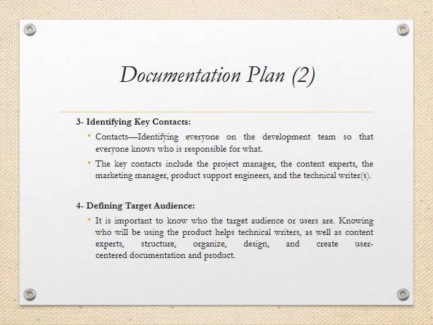Guideline or element number 3, identifying key contacts. Who are the contacts? Means identifying everyone on the development team so that everyone knows who's responsible for what. And the key contacts can be project manager, content experts, marketing manager, product support engineers, and technical writers. فبالستيج نمبر 3 او الستيب نمبر 3 بنحاول نعرف who are the stakeholders، مين الانفولد بالدوكيومنتيشن process والرول or job for each one of them.